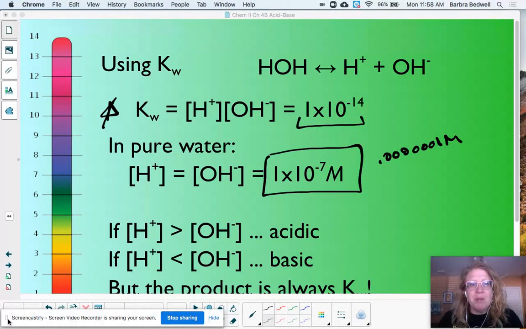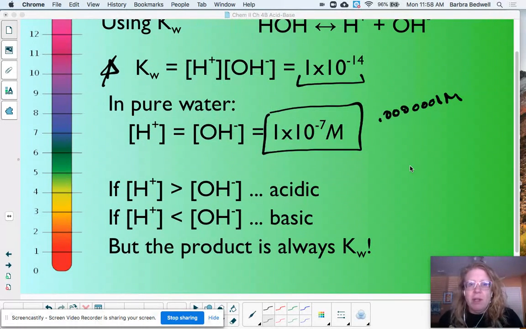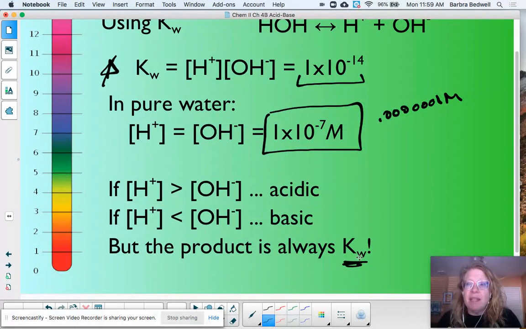A couple things that you do know about this, just as a reminder. You know that if we have these two values, hydrogen ions more concentrated than hydroxide ions means acidic. If the hydrogen ions are less concentrated than the hydroxide ions, it's basic. But we do know that the product is always kW.